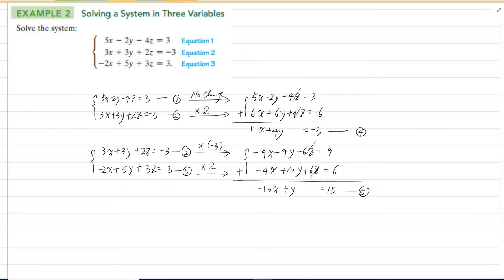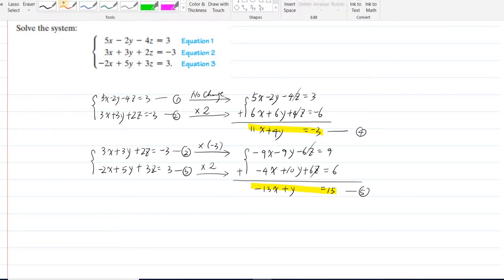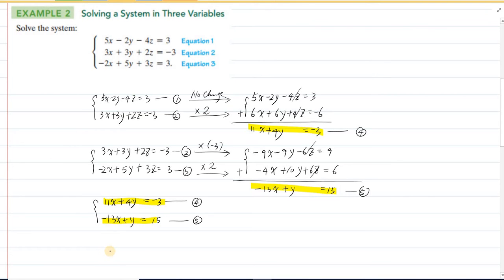So now we have equation 4 and 5. We can use these 2 equations to create a new system with 2 variables. Once we write them together, we can solve this by any method. By now, I assume everybody knows how to solve this. I'm just going to go ahead and rewrite this. Okay, then we're going to solve this by substitution.